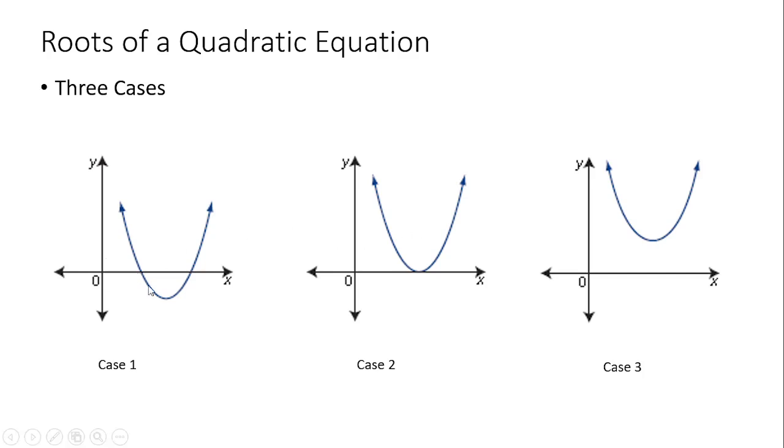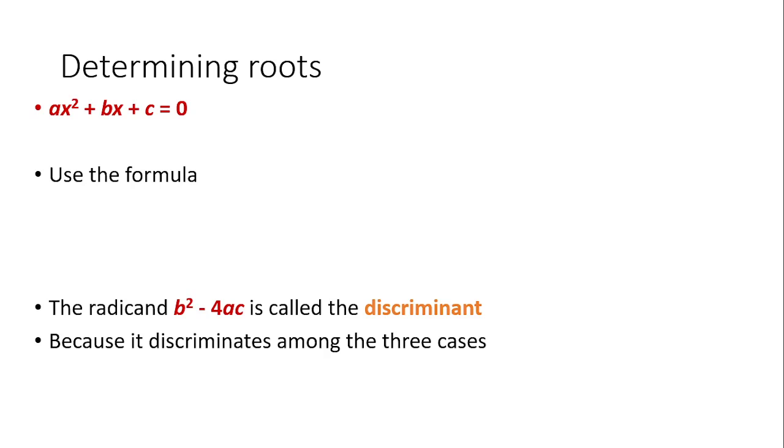So there are three possible cases. Case one is when we have two distinct real values, where the y will become 0. The second case is when there is only one value, one root, where y is going to become 0. And the third one is where in real it is not possible, but imaginarily you will say that it's going to touch the x-axis. If you draw an imaginary line, it will touch the curve. This is what we are going to see.